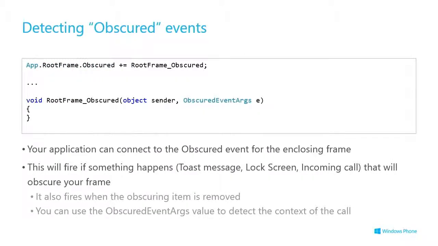Now, you may want to know when the lock screen has come up, because you could stop trying to update the UI, for example. You're still doing something in the background, and you get this root frame obscured event. So this is how you would detect that you're actually in an obscured state, and it fires whenever anything obscures your UI, toast message, lock screen, or an incoming call or something. So you can actually know when that is happening, and you can modify your application's behavior accordingly.